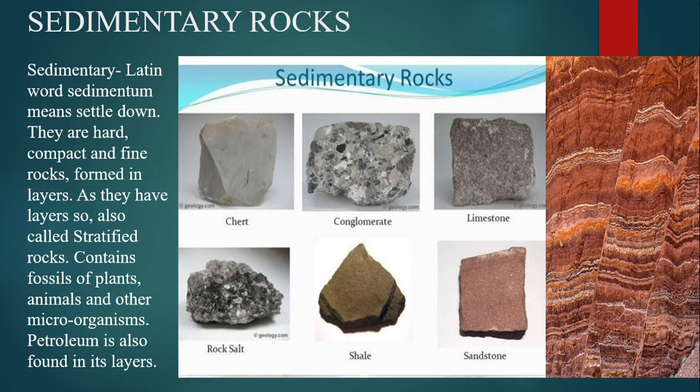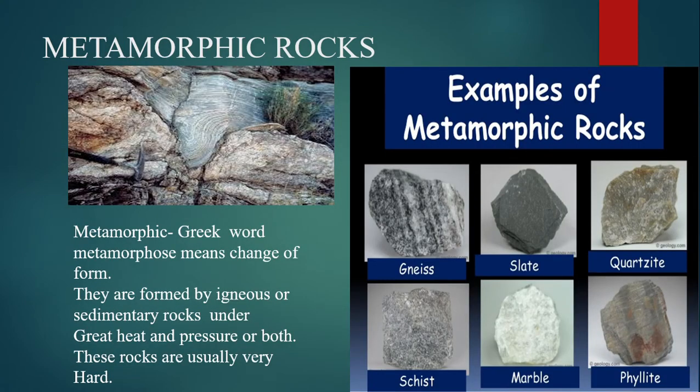The petroleum is formed from the plants and animals remains, whereas coal is from plant remains only. Now students will discuss the third type of rocks, that is the metamorphic rocks. Students, metamorphic, this word has been derived from the Greek word metamorphos. It means change of form.